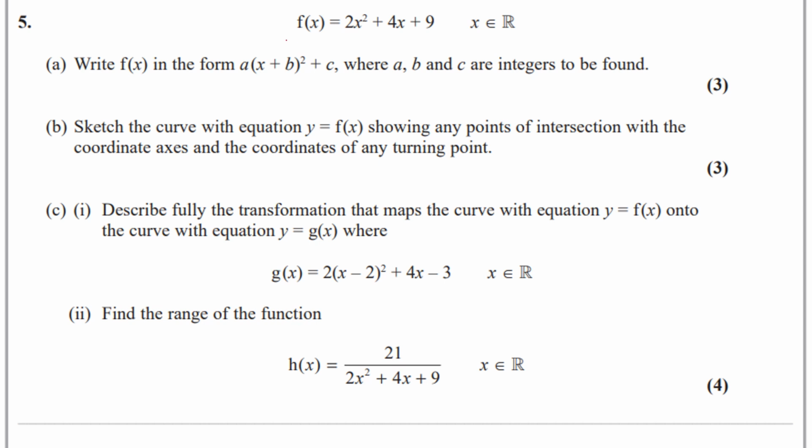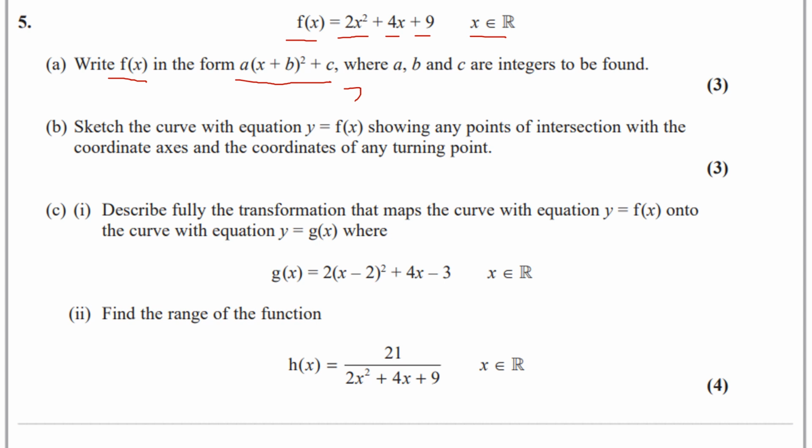Question 5 says, f of x is given by the function f of x equals 2x squared plus 4x plus 9, where x belongs to the set of real numbers. Part A, write f of x in the form a brackets x plus b all squared plus c, where a, b, and c are integers to be found. So this is written in completed square form.